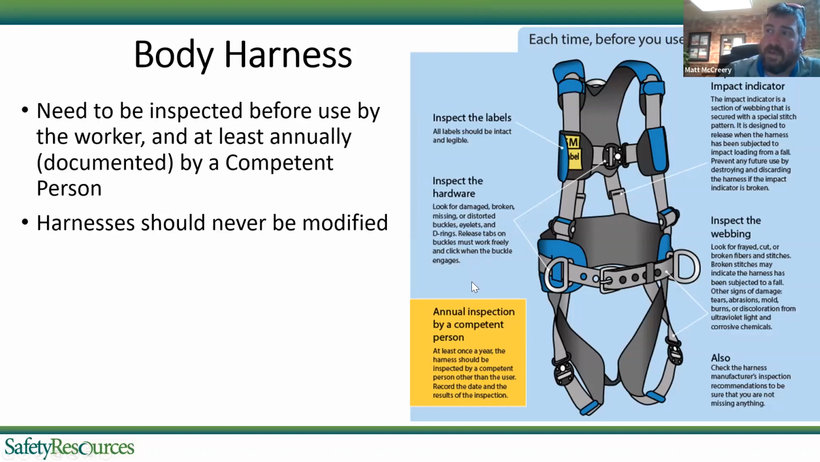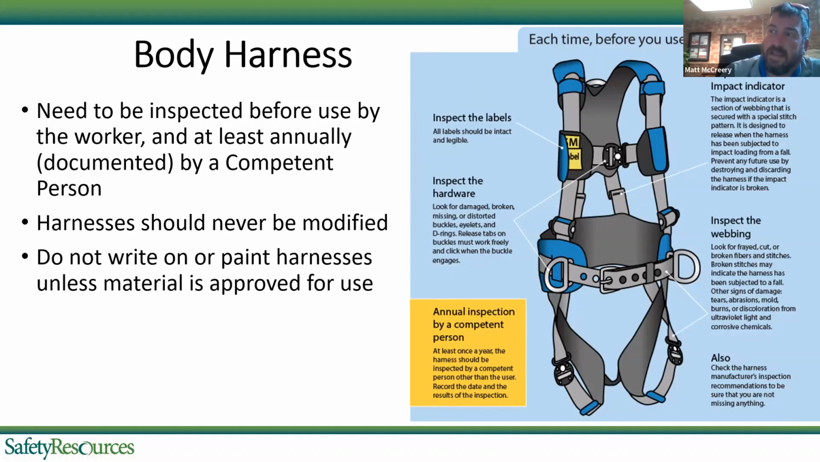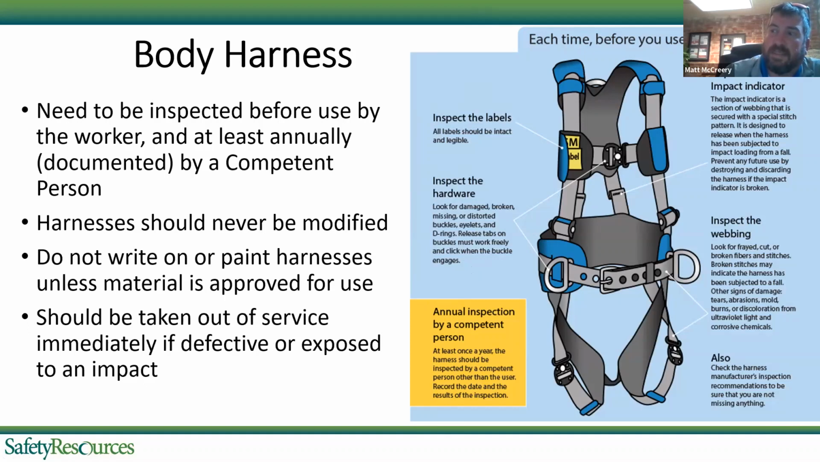Harnesses need to be inspected before use, and at least annually, documented by a competent person. Harnesses should never be modified. Do not write or paint on them, etc. They should be taken out of service immediately if defective or exposed to impact. Most of our harnesses now have a tag on them that will let us know if they have been subjected to a fall. If you see that on site, make sure that it's removed.